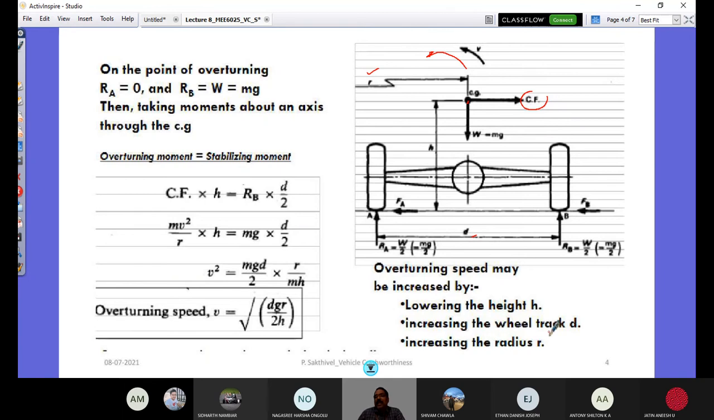And increasing the wheel tread. The design aspect of wheel tread cannot just be increased, so that goes into more of an optimization of design. But looking at this factor, what causes the increase in overturning speed? Increasing D, increasing R and decreasing H is evident from this equation to increase the overturning speed.